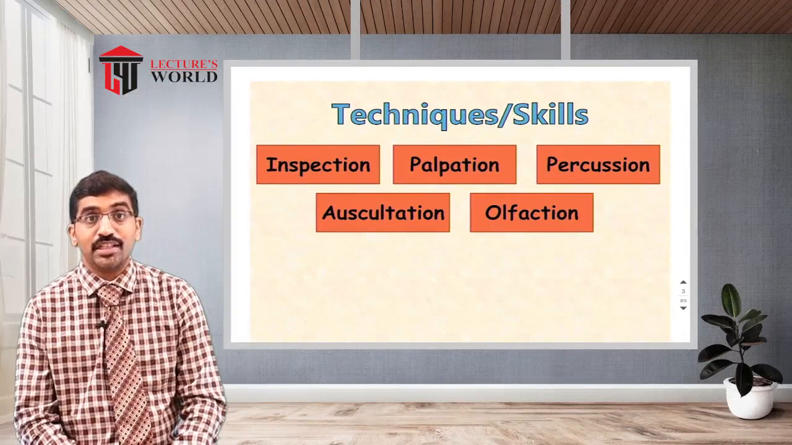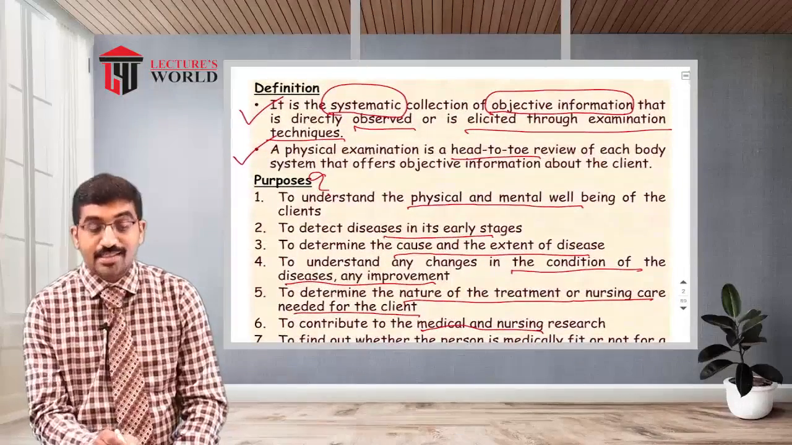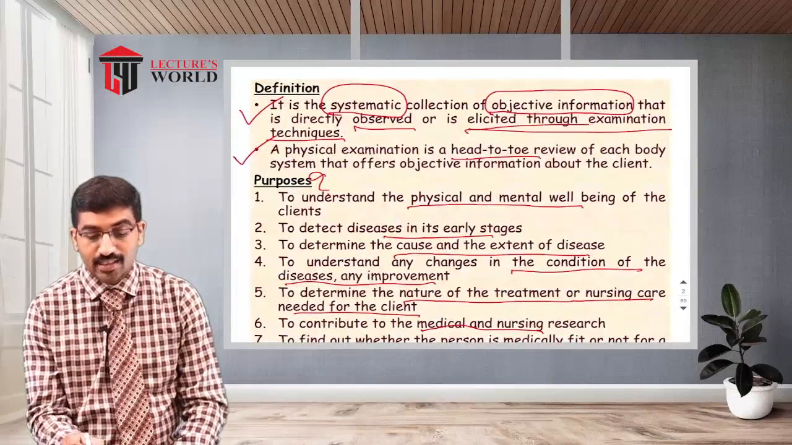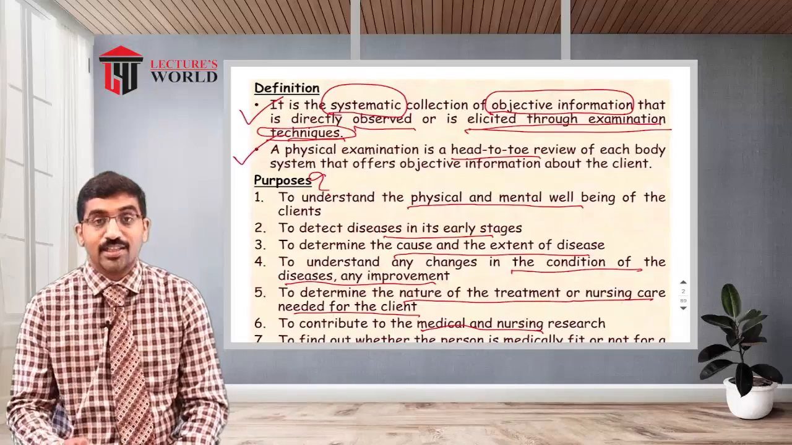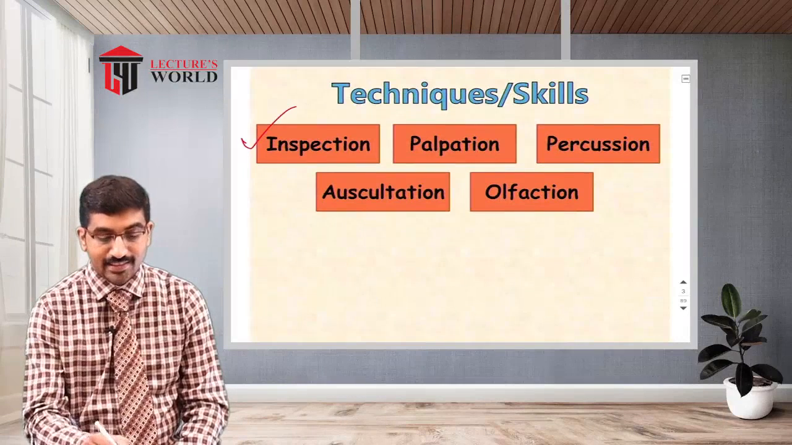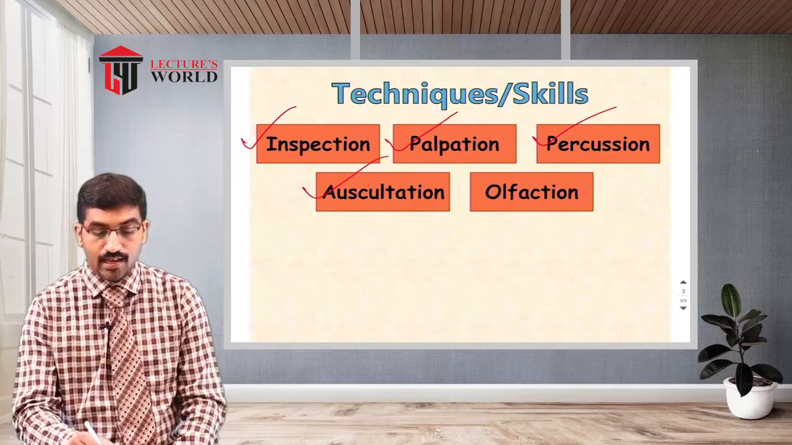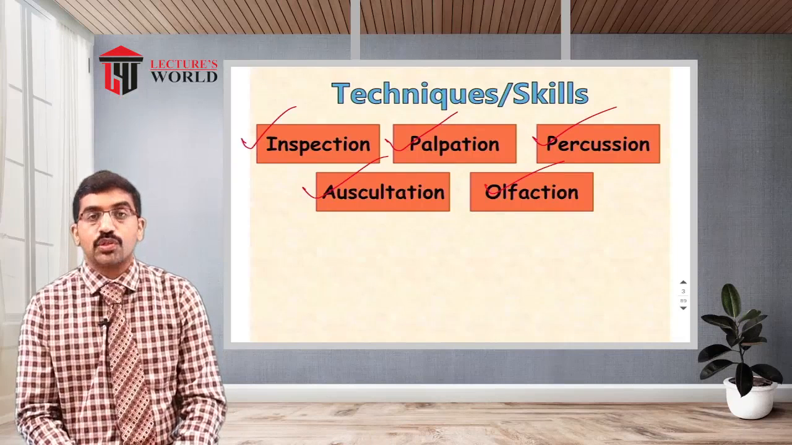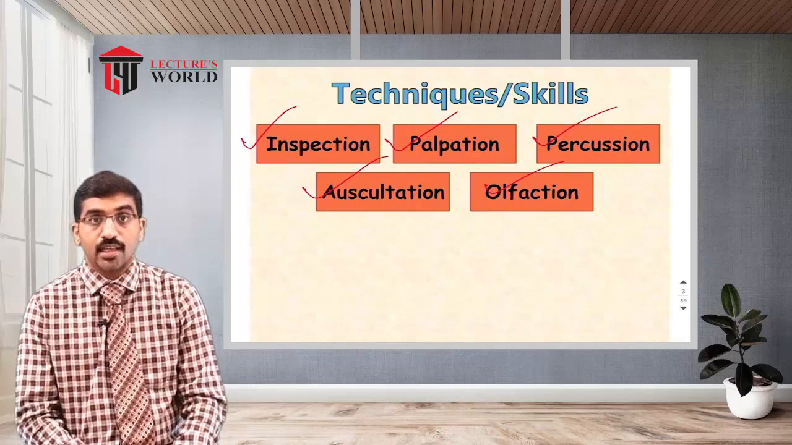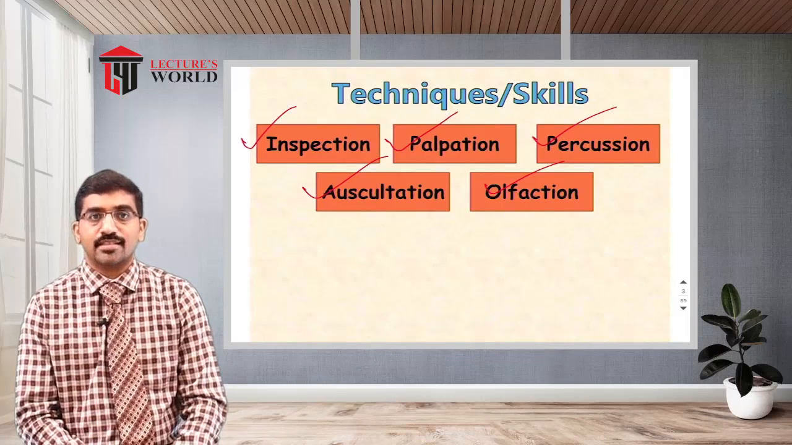I told you in your definition, do you remember the definition? What was our definition? The systematic collection of objective information which is directly observed or elicited through examination techniques. So these techniques are: number 1, inspection, second is palpation, third is percussion, then auscultation, and last is olfaction. I'll give you a brief explanation about each technique because you should be very competent to do this examination.